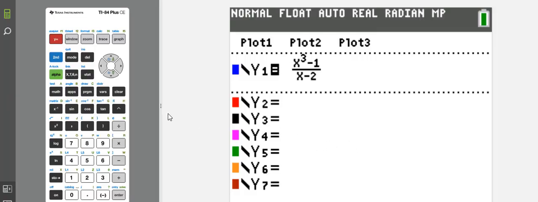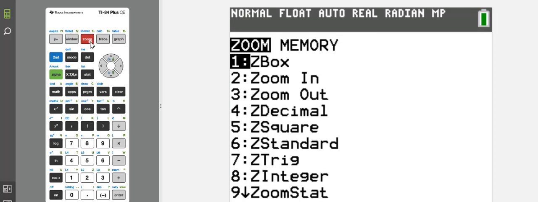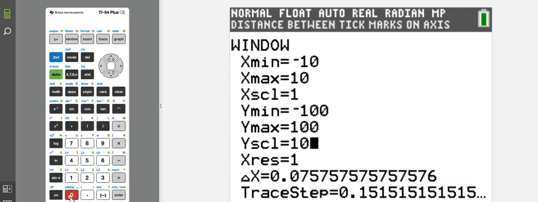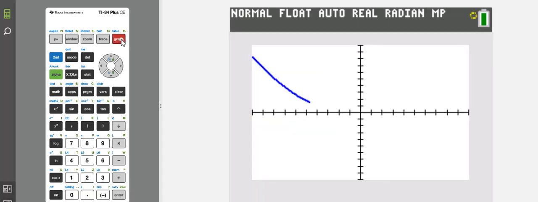So again, I'm going to use my TI-84 to graph the function. In order to graph that, let's put that in and go to zoom. Actually, go to window. I'm going to set x min to negative 10, x max to 10, and then y min to negative 100 to 100. And the y scale, let me just change it to 10. Okay, and then I'm going to graph it.